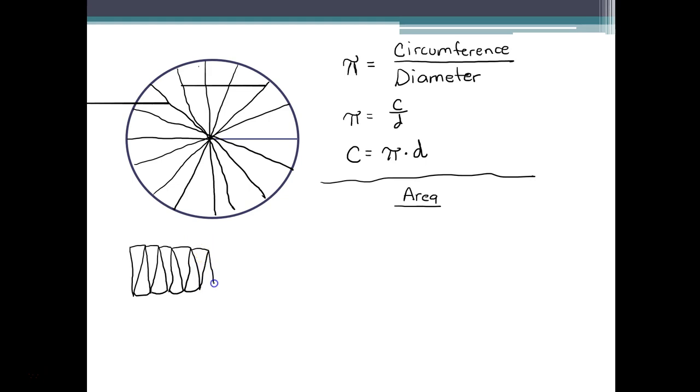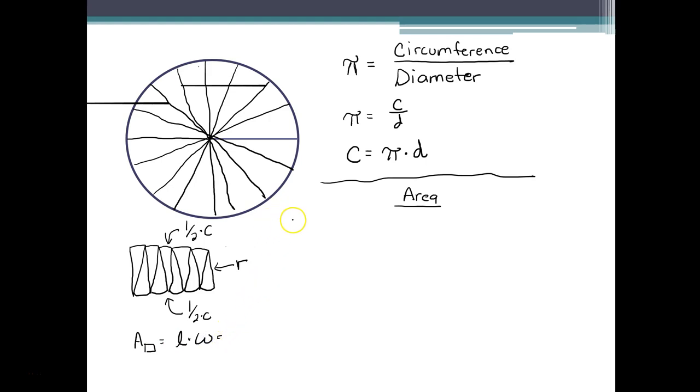You do this enough times, you essentially get a parallelogram or a rectangle. If these are infinitely cut to where this is basically straight, this dimension is going to be half of the circumference. That dimension is going to be half the circumference. And that dimension is the radius. So you essentially end up with a rectangle. And you can find the area by doing the length times the width.